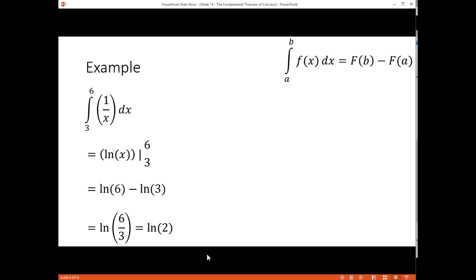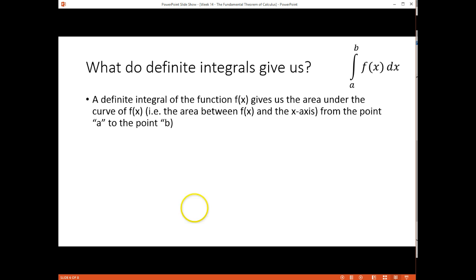Now, for the rest of this chapter, we're going to look at applying the fundamental theorem of calculus to different applications. Let's look at our first one. What do definite integrals give us? When I have a definite integral from a to b of f of x dx, a definite integral of a function gives us the area under the curve of f of x. In other words, the area between f of x and the x-axis from the point A to the point B.